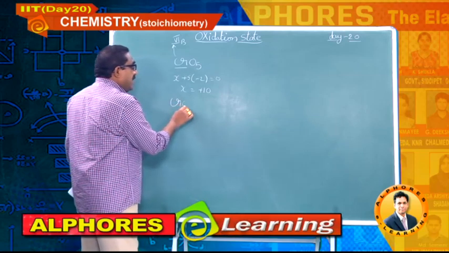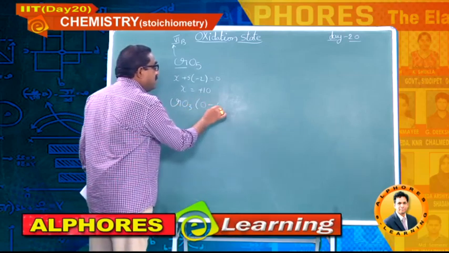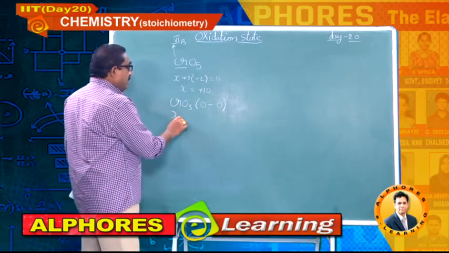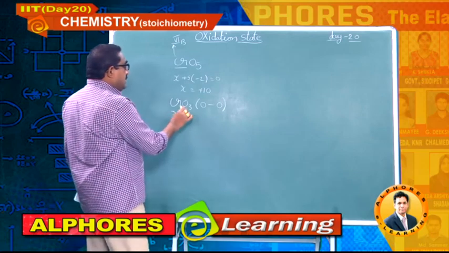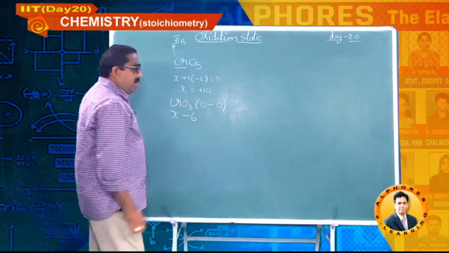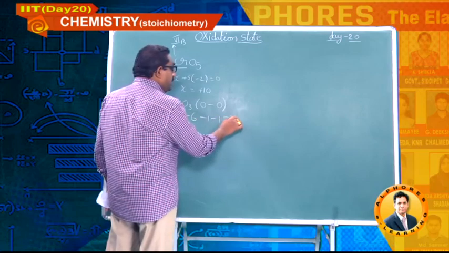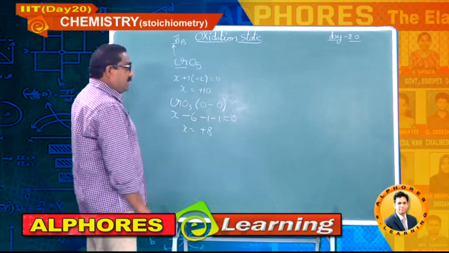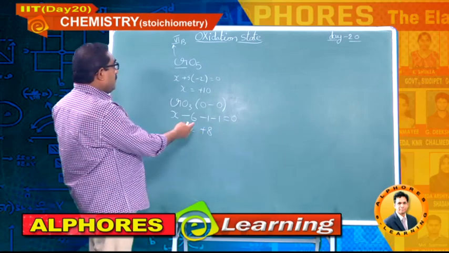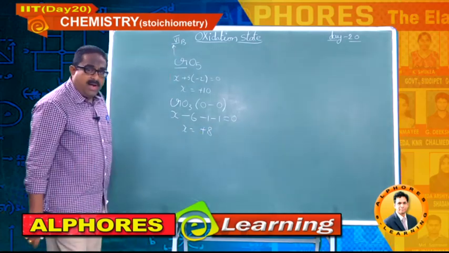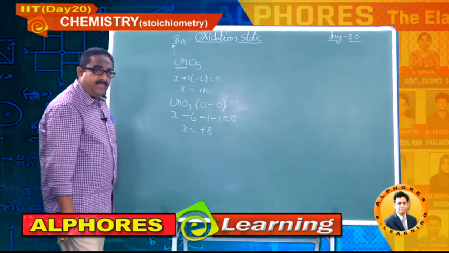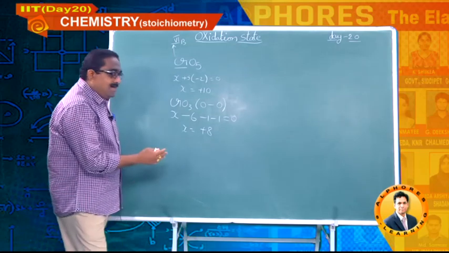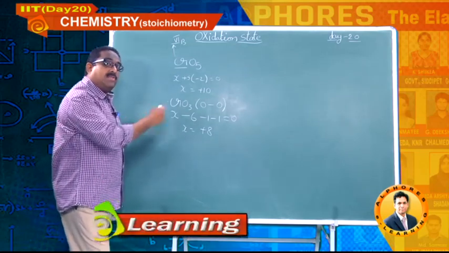Now, let me separate 2 oxygens for one peroxy bond here like this. Let me do the calculation again. X for 3 normal oxygens, it is -6. For both of these 2 peroxy oxygens, -1. So, X equal to +8 this time I got. Still it is more than its group number.